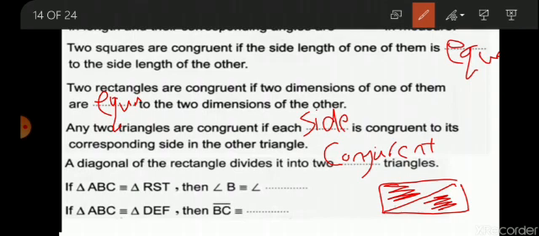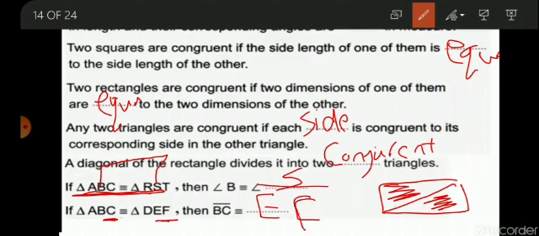Okay. If triangle ABC congruent to triangle RST, then angle B, don't draw or anything. From this, angle B equal or congruent to angle, yes, S. If triangle ABC congruent to triangle DEF, then BC in the same arrangement, EF, excellent. EF, okay.